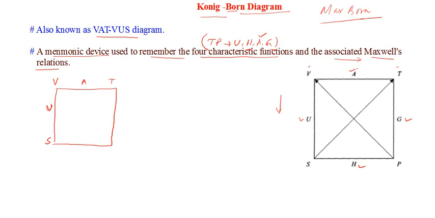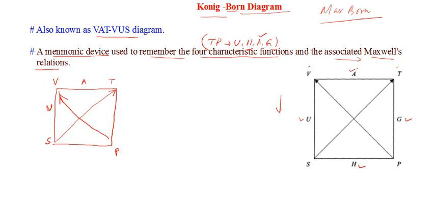Now see that it's T. As I told you, the cross diagonals will always be TS and PV. So it's quite easy, right? So it is ST. Now if it is so, what should be here? Pardon me for the line. It should be P. It's PV, TS. Can you see that? Conjugate variables are cross variables.